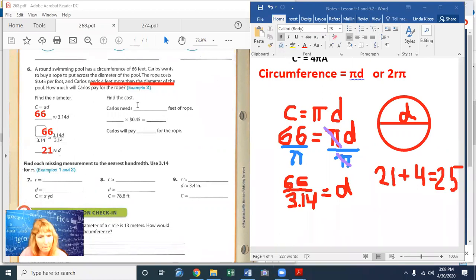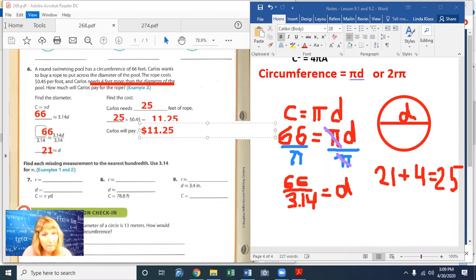Let's put that in here: 25 feet of rope. And it costs 45 cents per foot, so we're going to put 25 times 0.45. If I use my calculator, 25 times 0.45 gives $11.25. So it's going to cost him $11.25. I want to put a dollar sign by that on my answer. Carlos will pay $11.25. There we are. So far, so good.